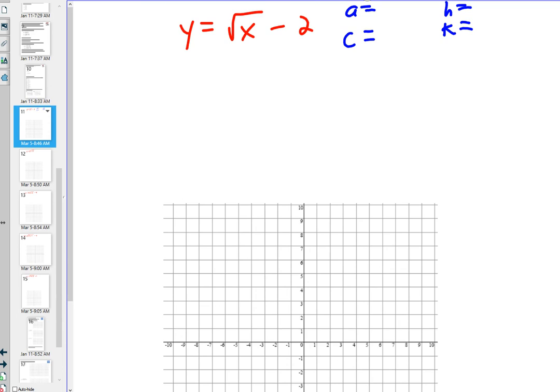What's the a here? A can be found out in front of the radical, and if I don't see it here, it's a 1. What's c? C can be found inside the radical but in front of the x. So both a and c are coefficients. A is the coefficient of the radical. C is the coefficient of the x. And in this case, they're both 1. If you like to take shortcuts and you have a good understanding of this, anytime either of these is 1, you can ignore it when it comes time to transform.